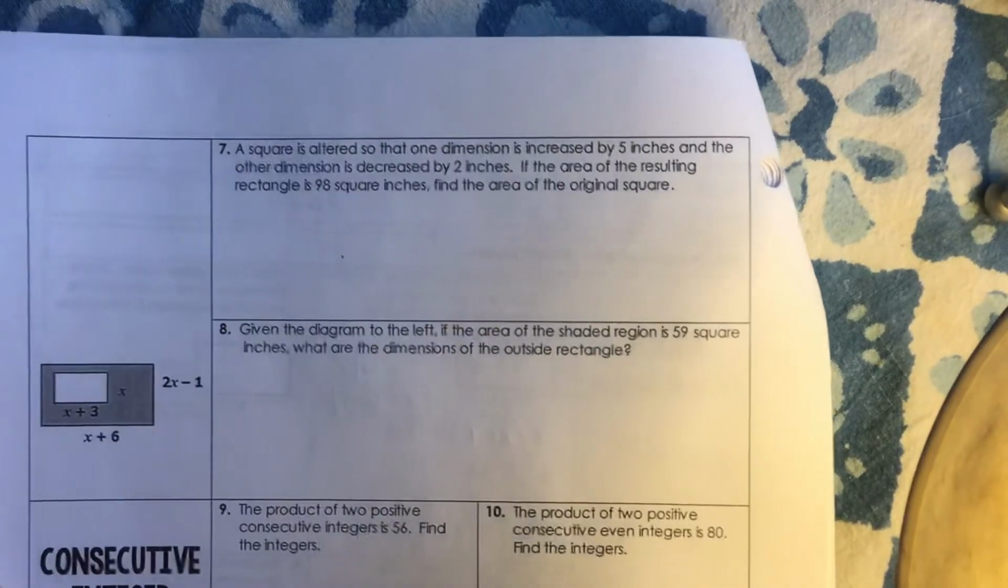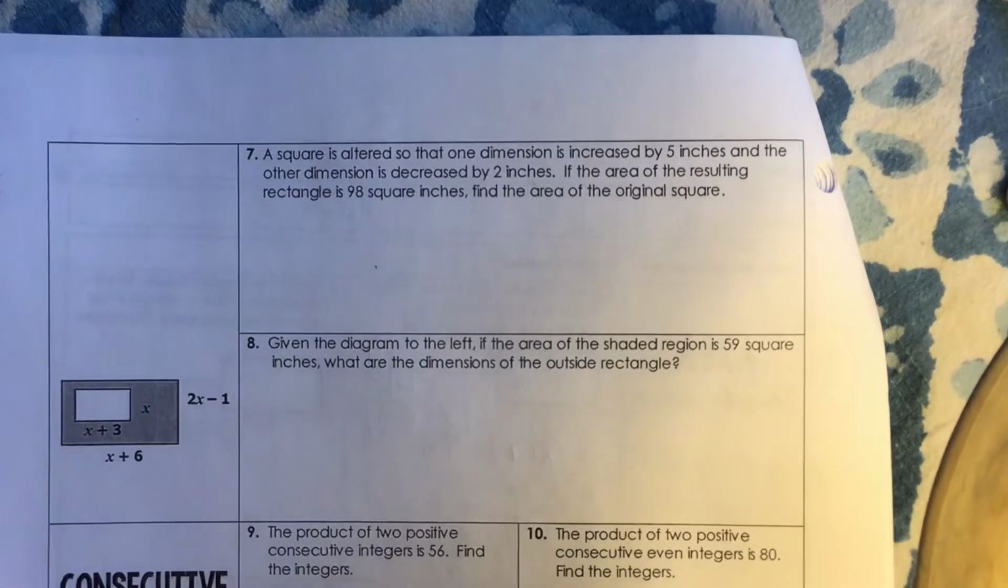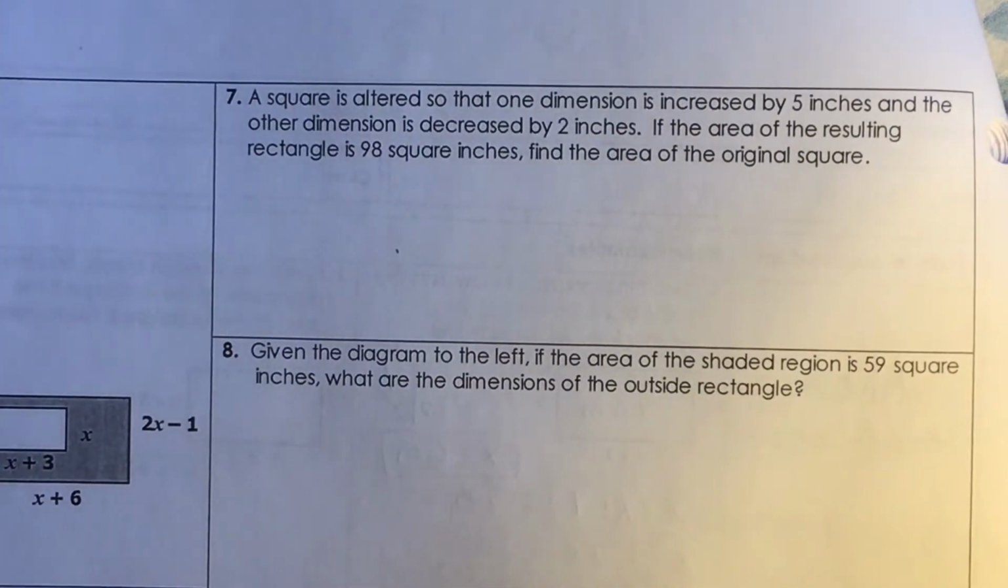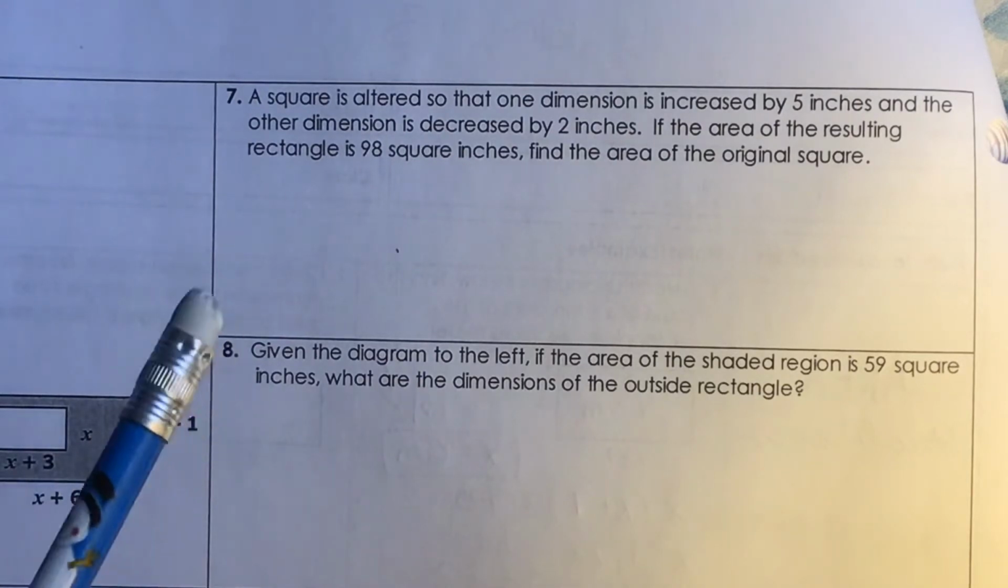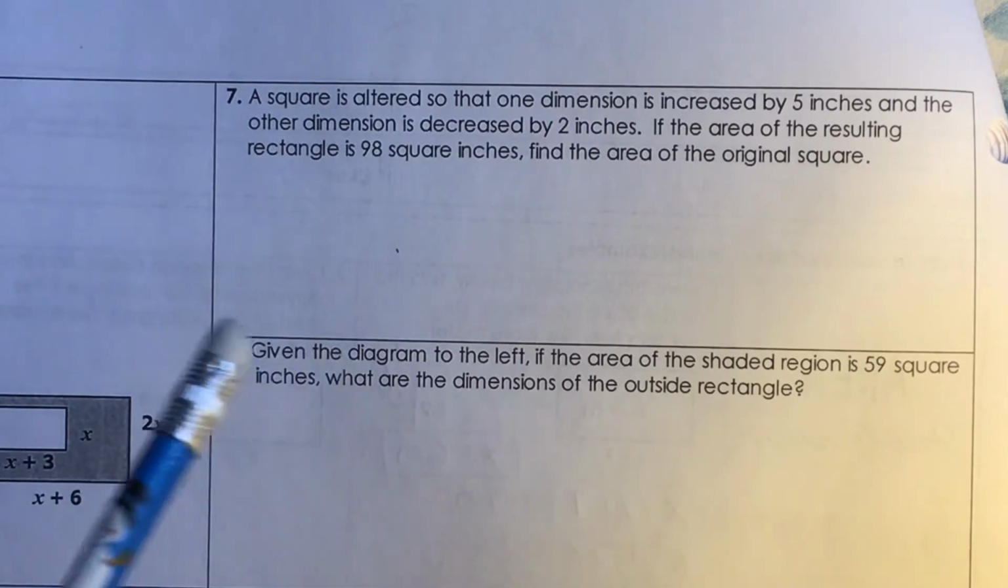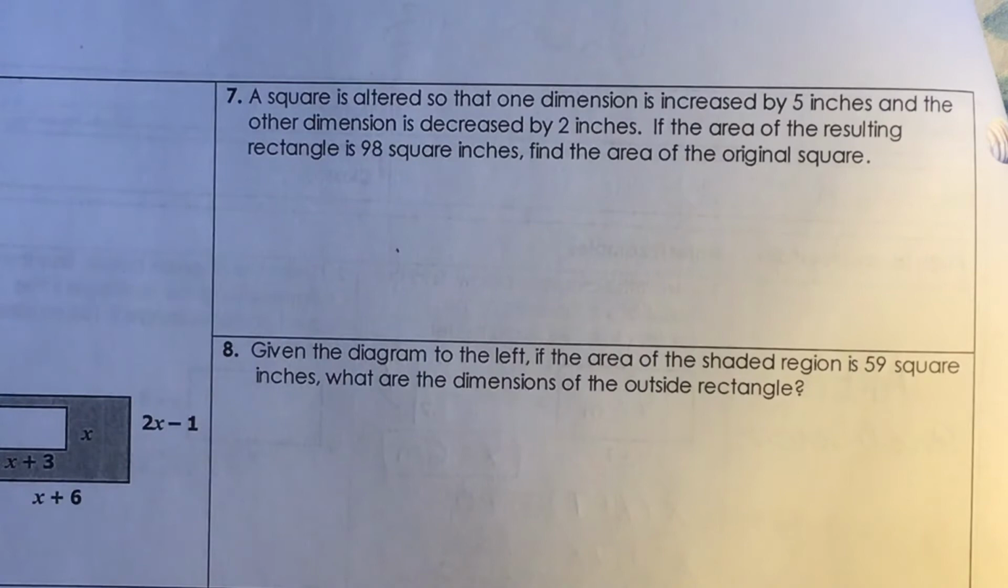On the back. So maybe I'll try to zoom in a little bit. So on the back, I have a square is altered so that one dimension is increased by 5. The other dimension is decreased by 2. And the area of the rectangle is 98. Okay, so let's draw a picture of this.